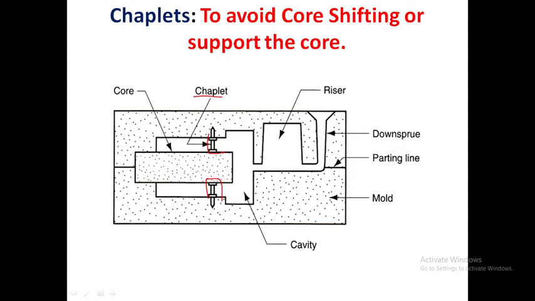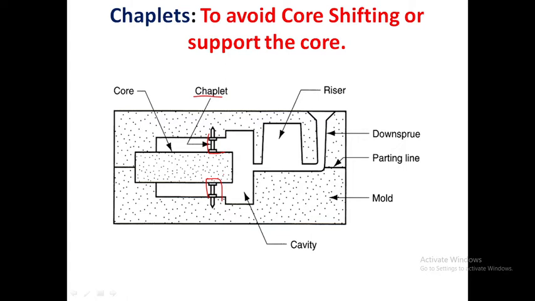Now, next we'll see the casting processes. That means different casting processes are there. Let us see the casting processes one by one, and after that we will see the defects which normally occur in casting.